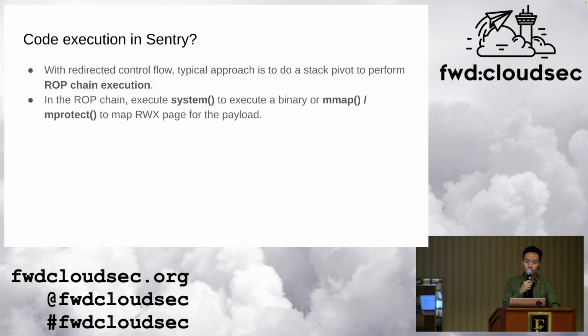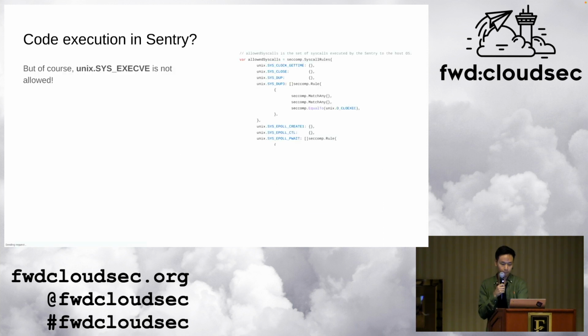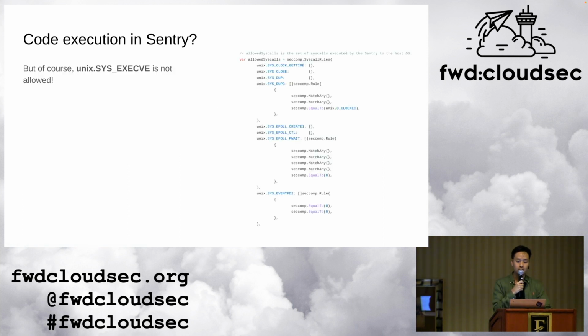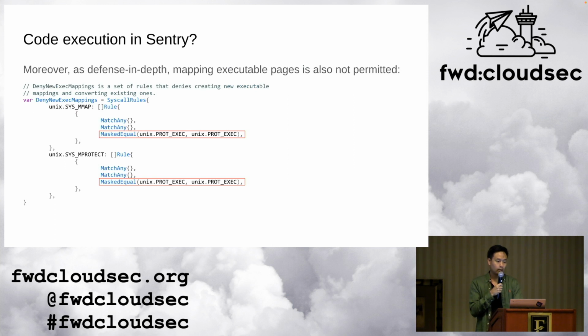With redirected control flow, the typical approach is to do a stack pivot and then perform ROP chain execution. In the ROP chain, one would then execute system to execute a binary, or call mmap to map a read-write-executable page for the payload. But of course, the execve syscall is not available. gVisor does not allow you to execute a different binary. And as defense in depth, it is also not possible to map executable pages. This is a recommendation from our team after we found the first type confusion vulnerability.